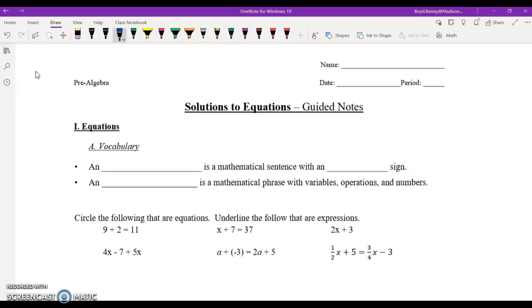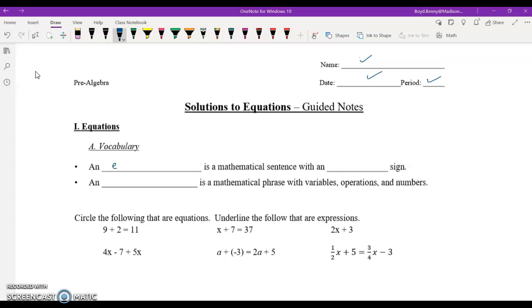So you should have a copy of this note page on your desk. If you don't, please make sure you get one. If you're absent, then just go ahead and take notes on notebook paper. So first of all, of course, we want to put our name, date, and period on our paper. And then let's jump right into the vocabulary.